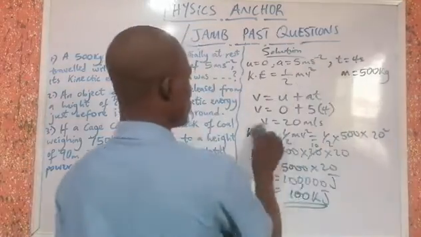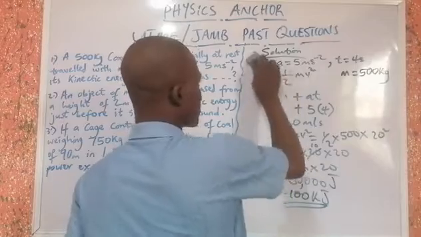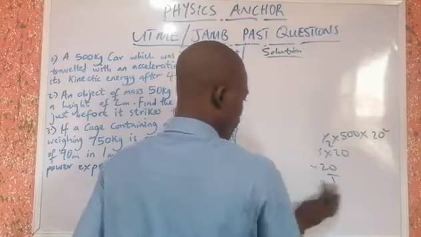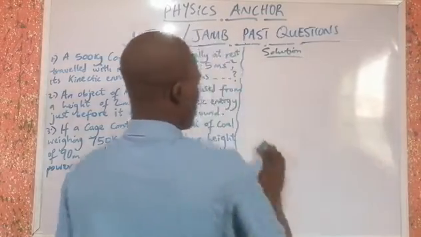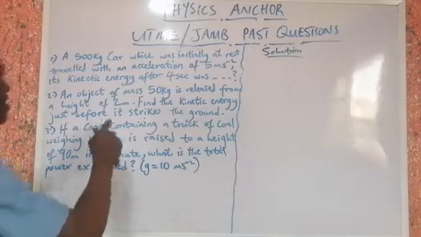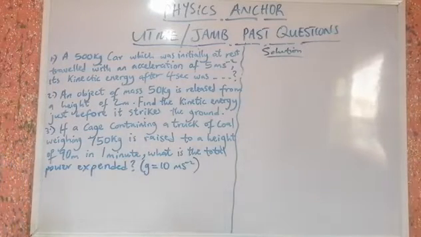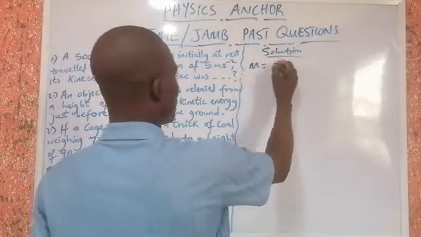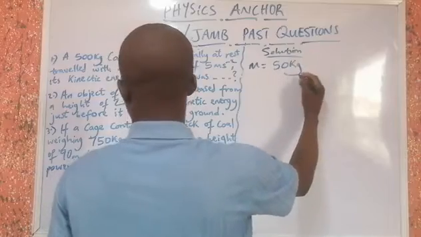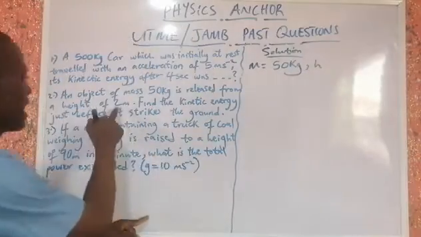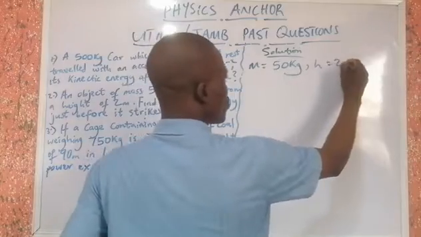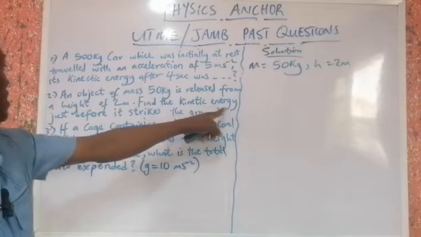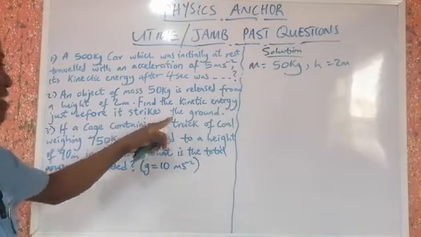For us to solve number 2, let me free this space so that we can work on it. Right. An object of mass 50 kilogram is released from a height of 2 meters. So we know that mass given is 50 kilogram and height is 2 meters. Okay, find the kinetic energy just before it strikes the ground.